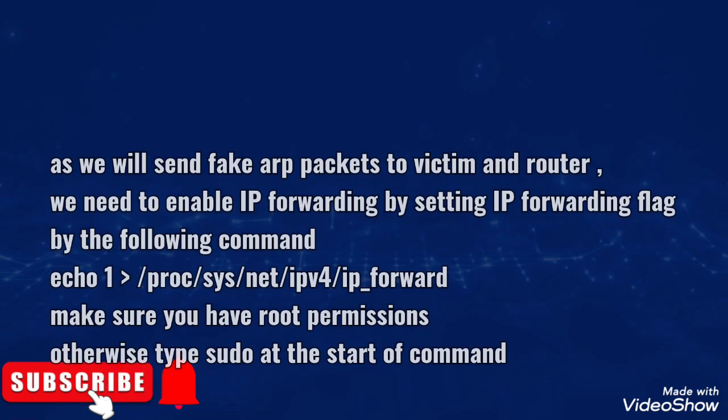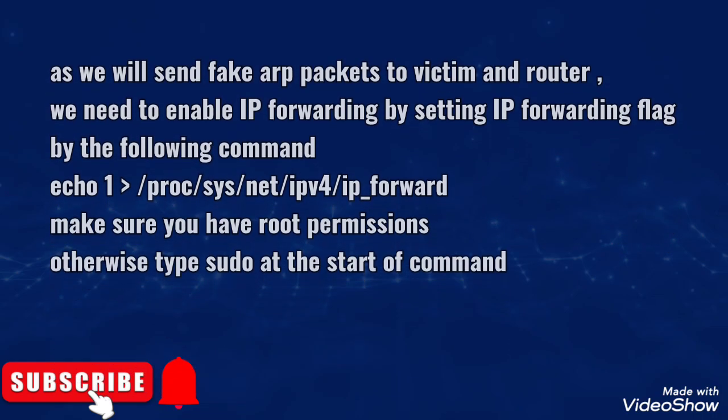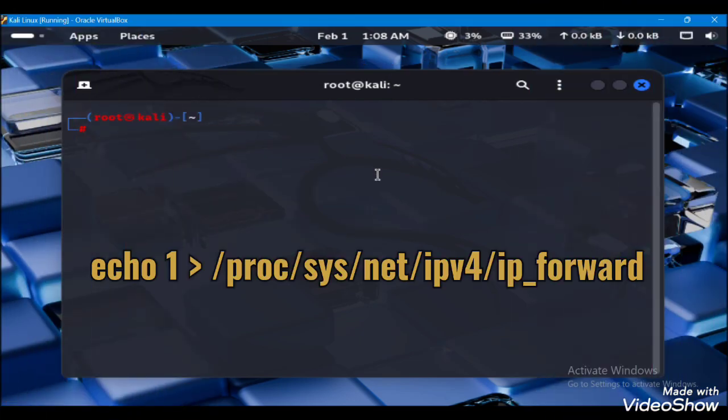As we will send fake ARP packets to the victim and router, we need to enable IP forwarding by setting the IP forwarding flag with the following command. Make sure you have root permissions, otherwise type sudo at the start of the command. echo 1 > /proc/sys/net/ipv4/ip_forward. Then press enter. The echo command with 1 is a string, and the angular bracket greater-than will write 1 to the ip_forward file, which will enable IP forwarding.